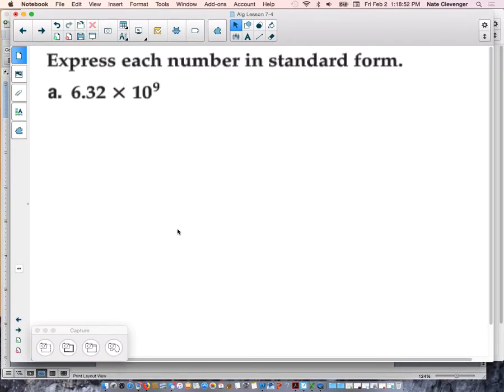What does standard form mean? It is the number before scientific notation has been applied to it. It's the first number without the times.